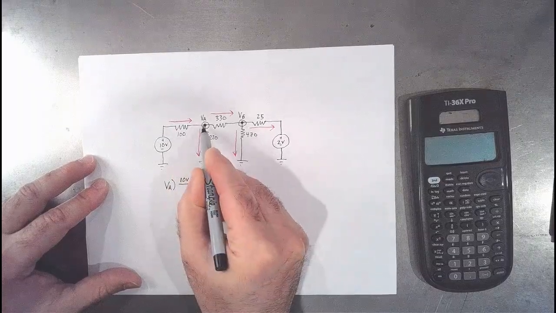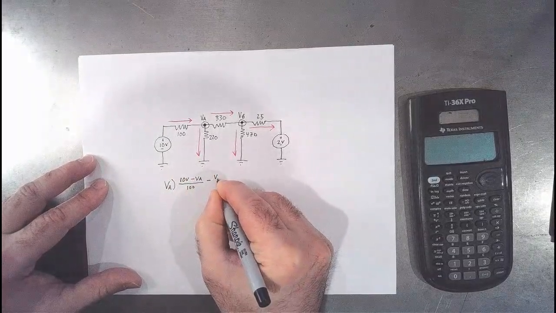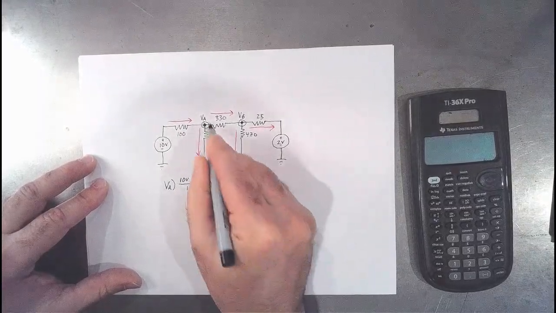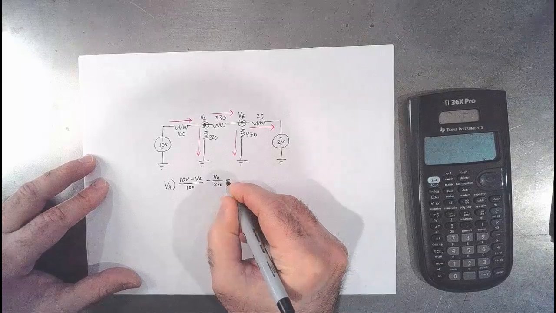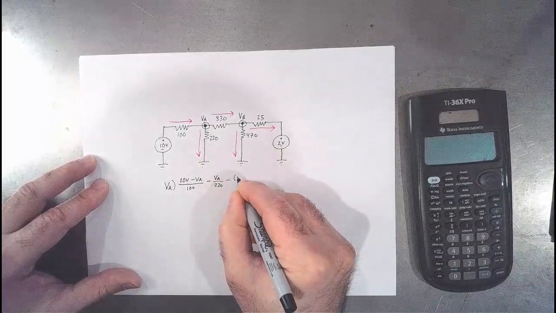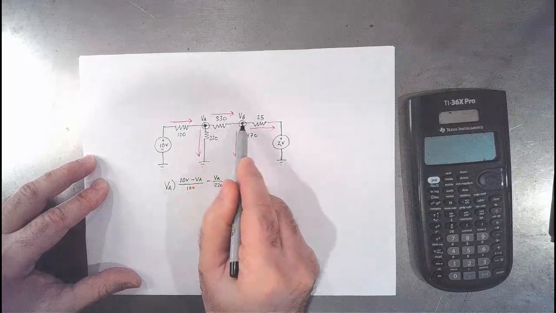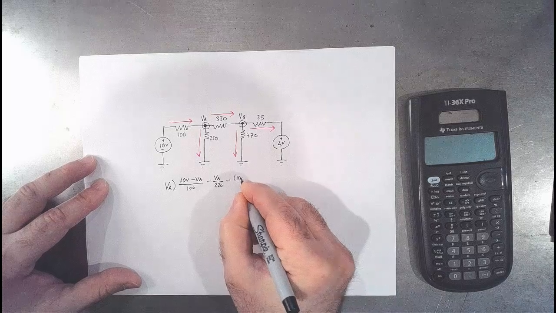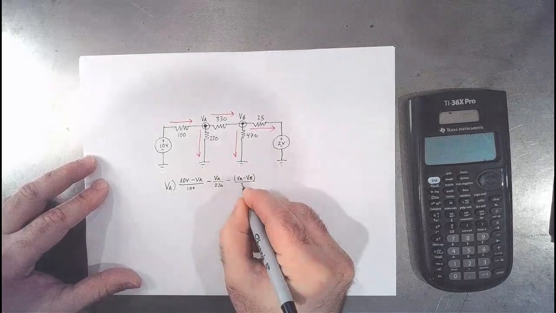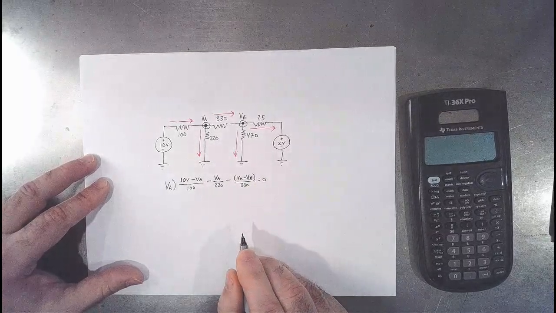That's that current. And then this current is leaving, so we're going to say minus VA over 220. And this current is leaving, so it's going to be minus, and I'm going to put a parenthesis around this just to remind me that I'm going to have to change the sign of what's in this parenthesis. So we got VA minus VB, and that is all over 330, and that equals 0.